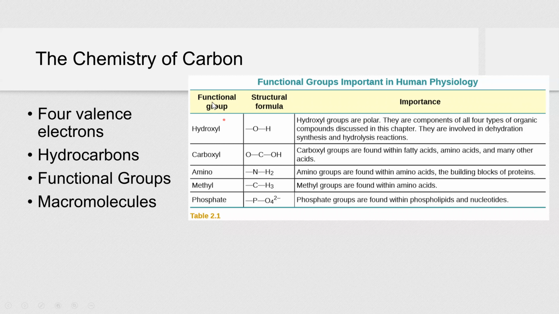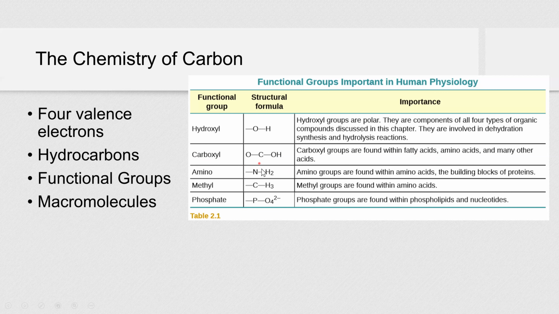So if we look at the functional groups that can be attached to carbon, it can be a hydroxyl group, OH. It can be a carboxyl group, COOH, an amino group, a methyl group, a phosphate group. And based on these groups attached to the carbon skeleton, the carbon chain, we have different organic molecules. If we have this carboxyl group, that means we're talking about organic acids. It can be fatty acids, amino acids. This is an amino group, which can be in an amino acid.